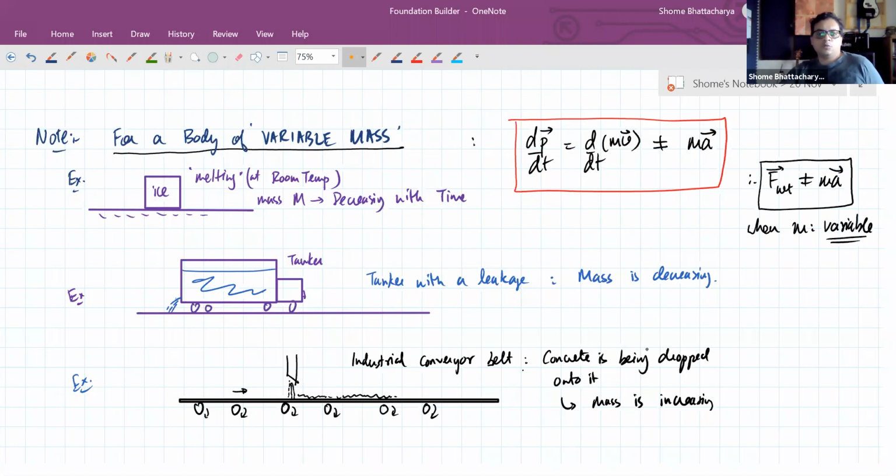So for a proper technical understanding of Newton's second law, you must know that this exception exists. Rate of change of momentum is equal to net force. We cannot always say it is mass into acceleration. There is that special case where it is not the situation, and that special case is nothing but where the mass is variable.